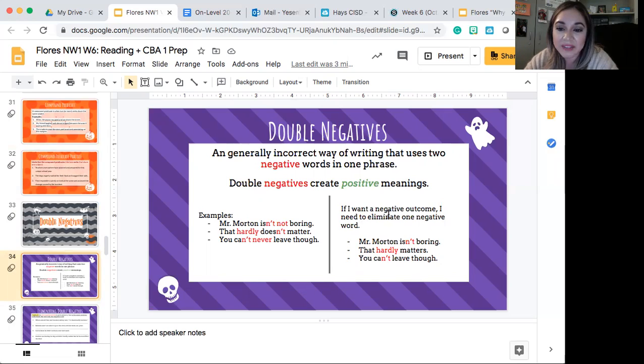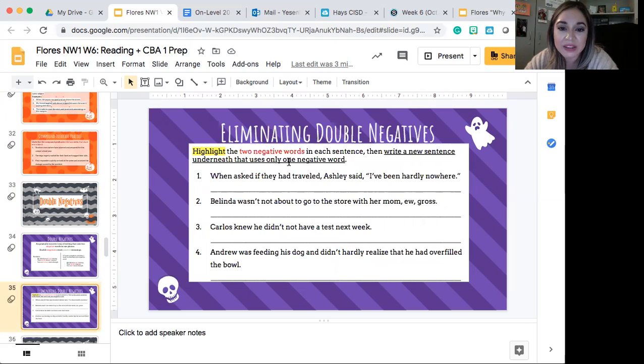If you want a negative outcome, you need to eliminate one negative word. So: Mr. Morton isn't boring. That hardly matters. You can't leave. So make sure you don't have double negatives, and remember the more or less known negatives like the word hardly. And then you come here: Highlight the 2 negative words in each sentence, then write a new sentence underneath that uses only 1 negative word.